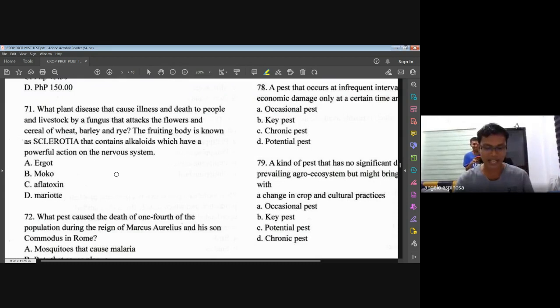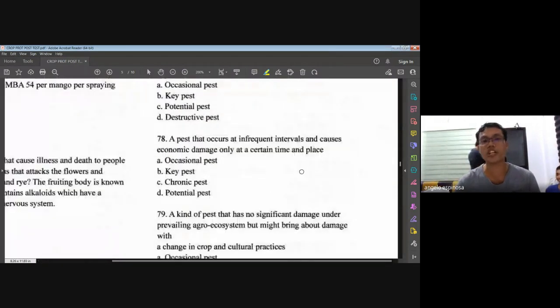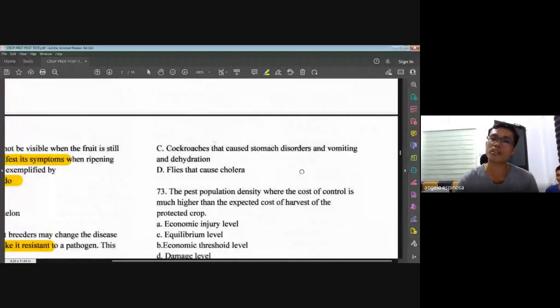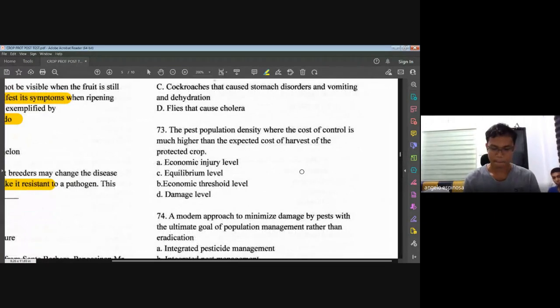Number 71. The correct answer for this is letter A. Ergot. That is ergot. Number 72. The correct answer is letter B. Rats and cause plague. Gagawa ko ng video kung paano yun siya kinompute ha. Ulitin ko talaga paano siya compute. Gagawa ko ng video tapos i-post ko na lang sa YouTube para mas maintindihan. Okay?